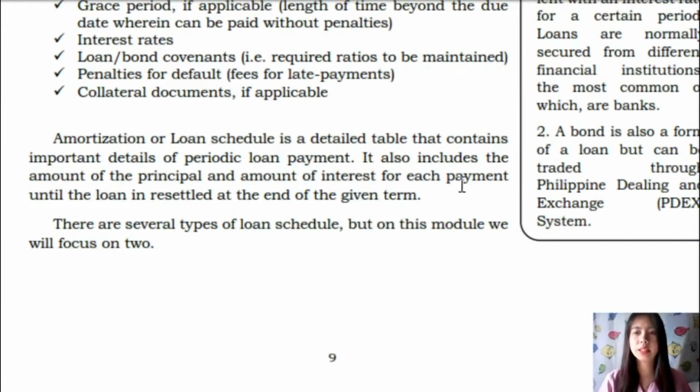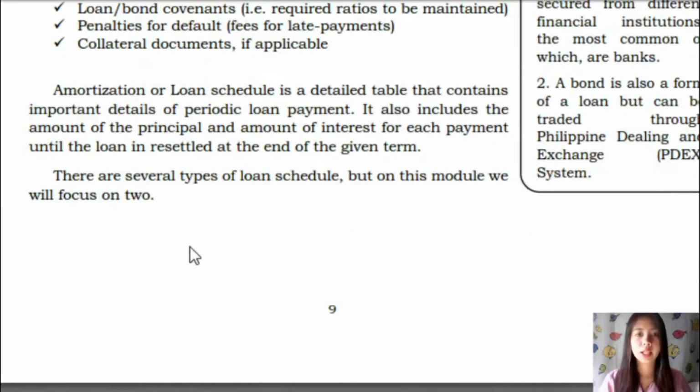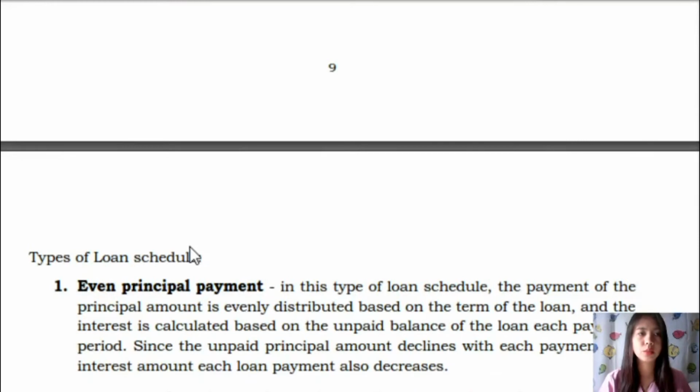Let's go now to amortization or loan schedule. This is a detailed table that contains important details of periodic loan payment. Ito yung pag-aaralan natin ngayon dito sa lesson 3. Ano pa yung mga kasama niya? Amount of principal, amount of interest for each payment, if monthly, yearly, until the loan is settled at the end of the given term. There are several types of loan schedule, but dalawa lang po yung i-discuss natin in this module.